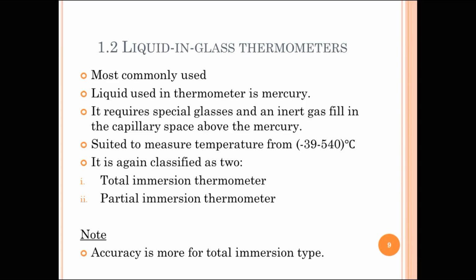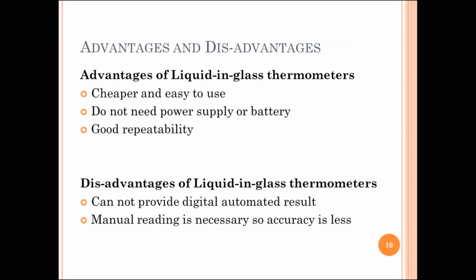It is again classified into two. First, the total immersion thermometer. Second, the partial immersion thermometer. Note that accuracy is higher for the total immersion type. The main advantages and disadvantages of liquid in glass thermometers are: advantages: it is cheaper and easy to use. Second, it does not need any power supply or battery. Hence it is very helpful in special situations where power supply is not available.